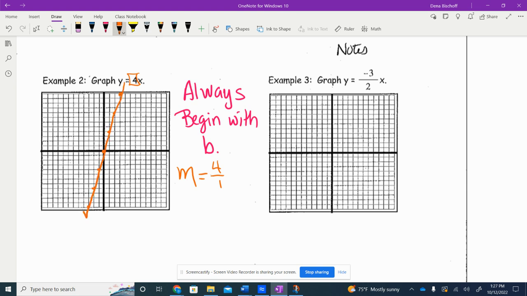When I'm done, I need to make sure that I connect my points with a line, and I put arrows on the end of my line. This is not a dot to dot. We aren't doing segments. We are doing lines. Lines have arrows at the end of it.